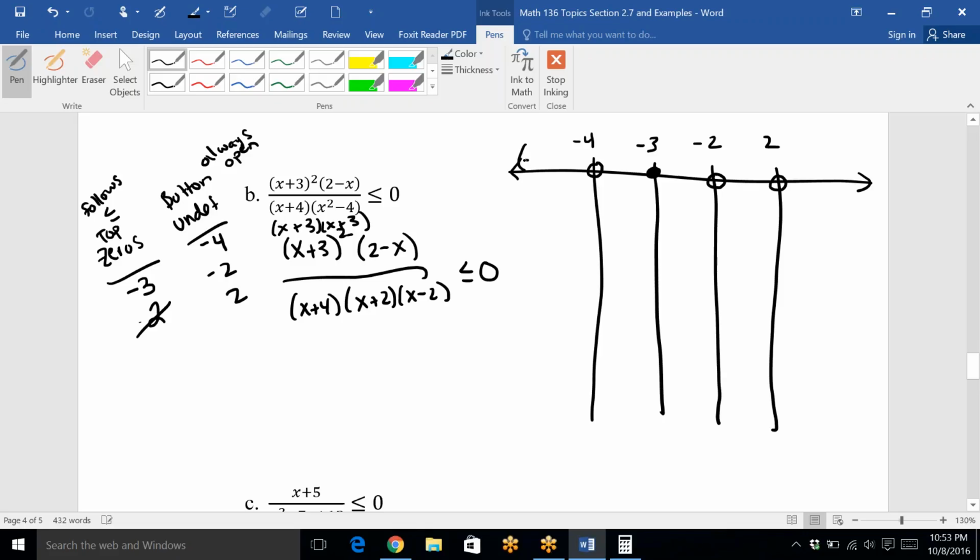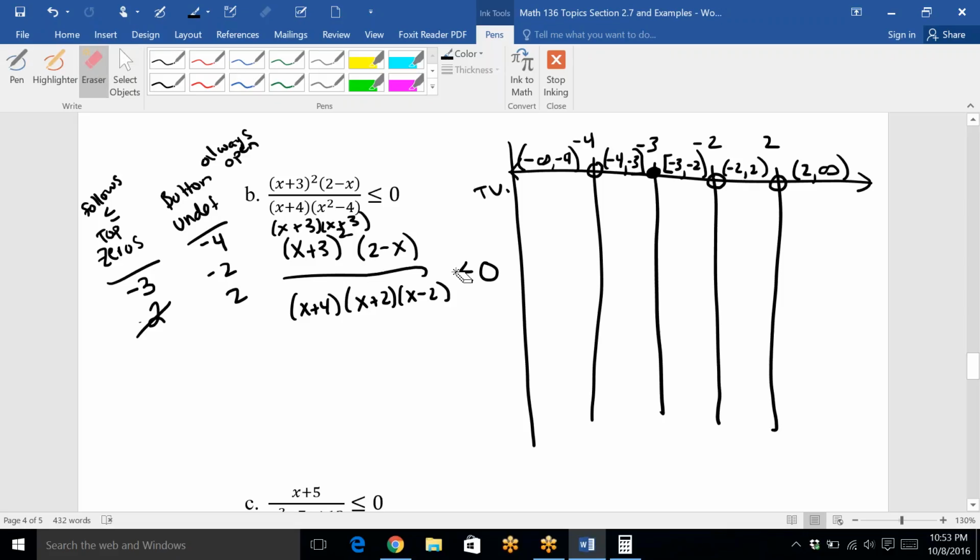So that helps me write my intervals. This is -infinity to -4 with parentheses, -4 to -3 with a bracket, -3 with a bracket to -2 with a parenthesis, -2 to 2 both with parentheses, and 2 to infinity with both parentheses. We have to do our test values. I'm actually going to rewrite some of this because I got a little too far over. So this is less than or equal to 0.